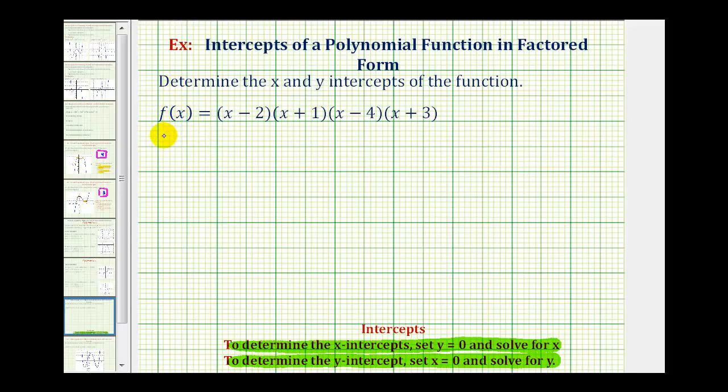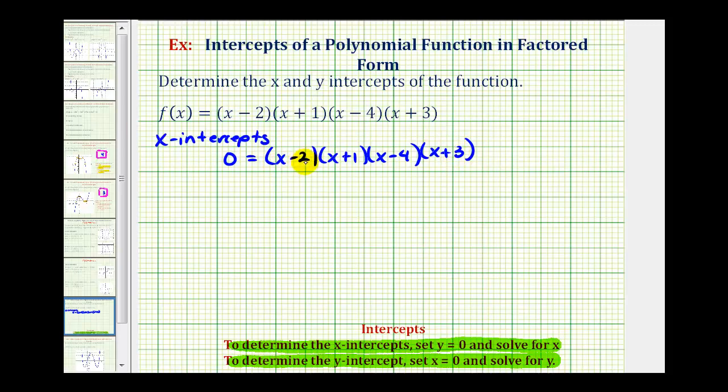So let's start by finding the x-intercepts of our function, which means we'll set y equal to 0, or in this case, f of x equal to 0, and solve for x. So we would have 0 equals the quantity x minus 2 times the quantity x plus 1 times the quantity x minus 4 times the quantity x plus 3. Well, this product will be equal to 0 wherever each factor is equal to 0.